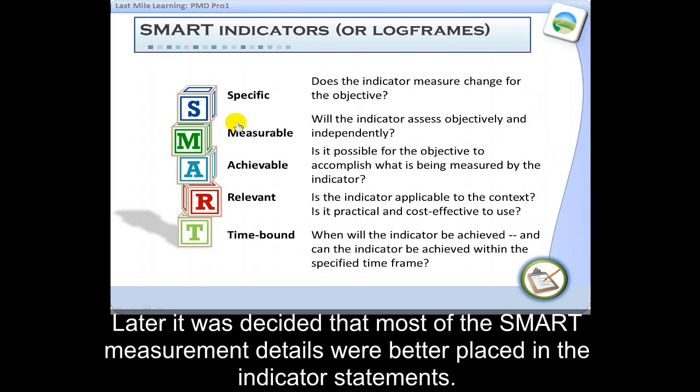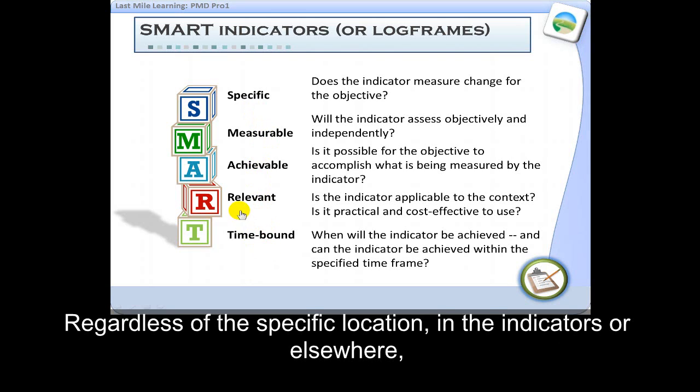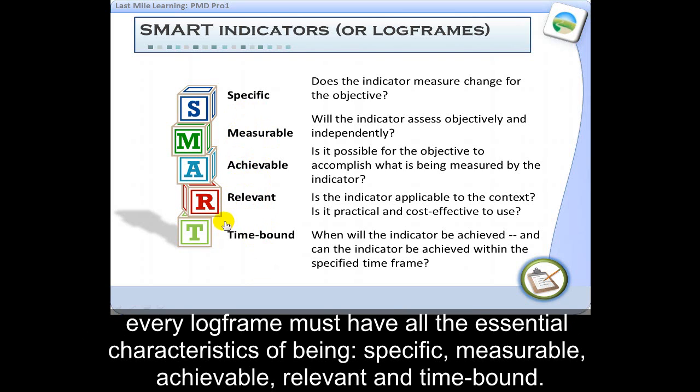Later it was decided that most of the SMART measurement details were better placed in the indicator statements. Some international development organizations go a step further and shift some of the SMART measurement details to an indicator tracking table. But regardless of the specific location, whether it's in the indicators or elsewhere, every log frame must have all the essential characteristics of being specific, measurable, achievable, relevant, and time-bound.